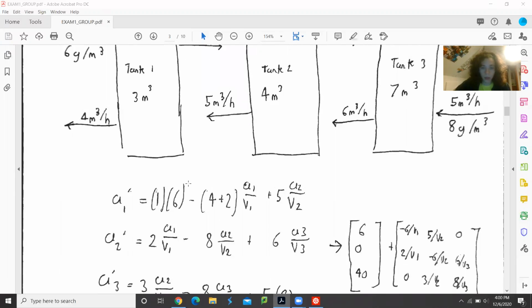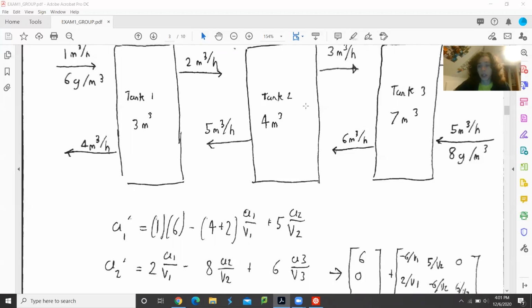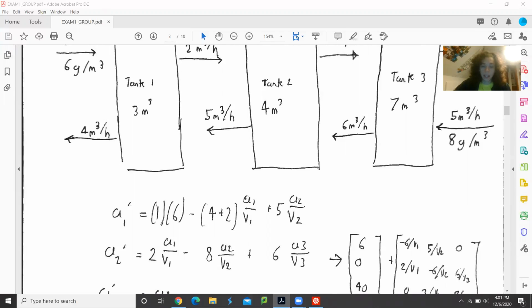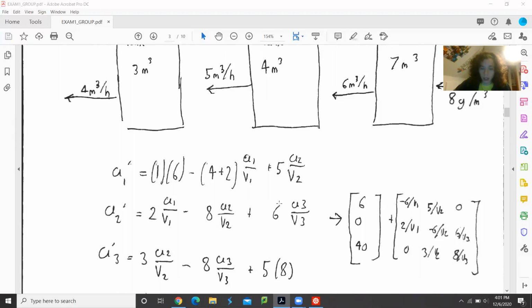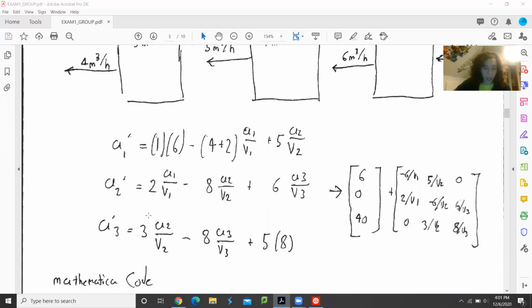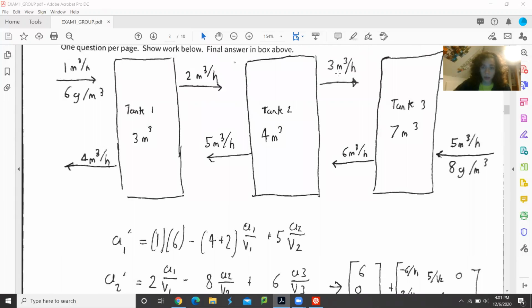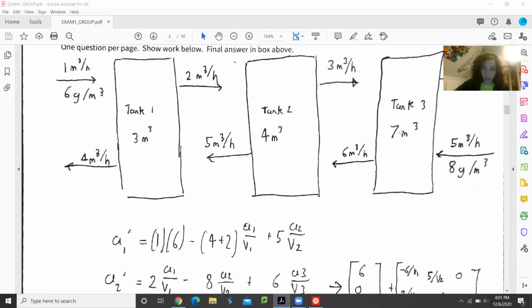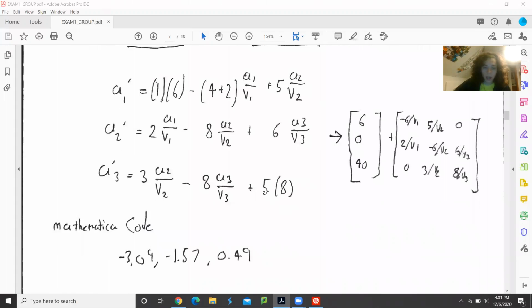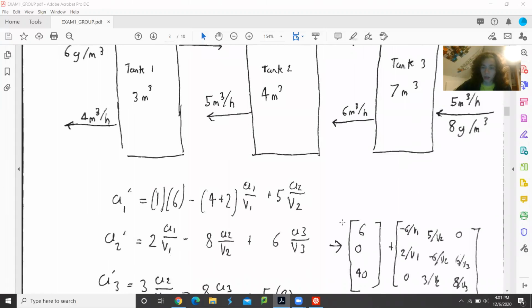Now for A2, there is 2A1 over V1, which is the 2 from tank 1 giving to tank 2, 8 leaving overall from tank 2, which is the 5 plus 3 right there, and then 6 entering from tank 3 into tank 2, which is right here. A3 is 3 entering from tank 2, which is right here, 8 leaving tank 3, which is the 6 and the 2 up here, and then 5 times 8, which is coming from the outside twice.